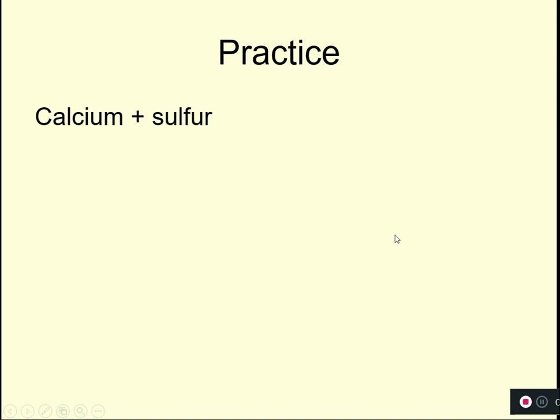So let's try this. Calcium and sulfur, what would its reaction be? Go ahead and pause the video for a second, and we'll come back and see how you did. Let's see how you did. So calcium and sulfur. Calcium is Ca, sulfur is S. Neither one of them is diatomic, so they're written just as their elemental form. Yields, well, calcium becomes +2, sulfide becomes -2, and we get CaS.